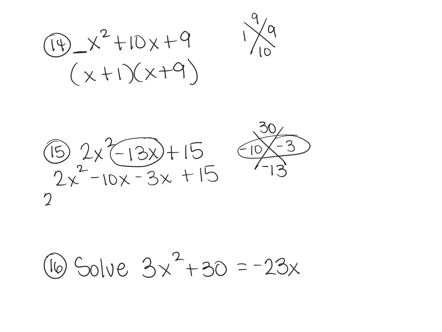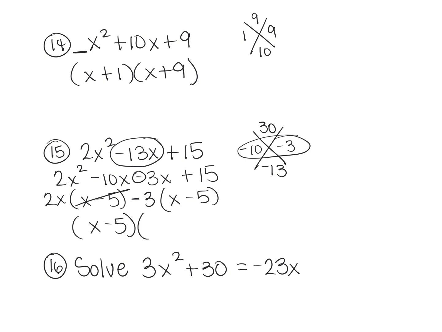So the GCF of the first two is 2x. Once I divide that, I'm left with x minus 5. This sign is negative, so the GCF of 3x and 15 is negative 3. Once I divide by that, I get x minus 5. So again, I have my twins. I factor them out one time. If I factor that out of that term, I'm left with 2x. Factor it out of that one, I'm left with negative 3. Be sure if your leading coefficient is not a 1 that you do this longer process.